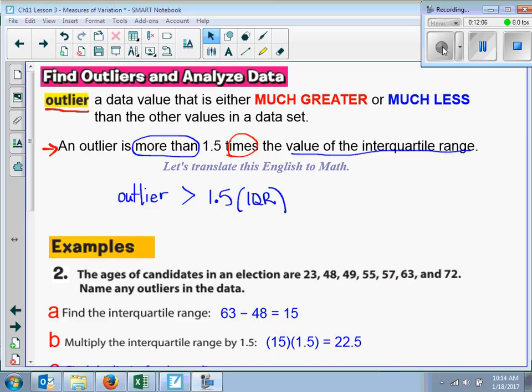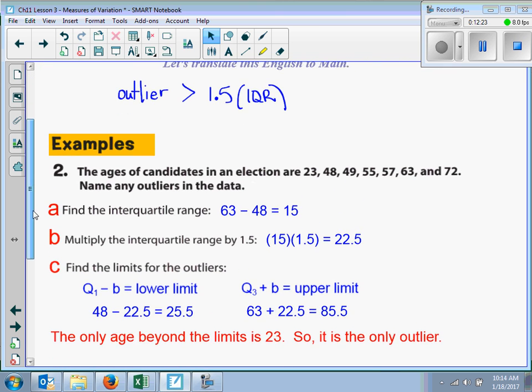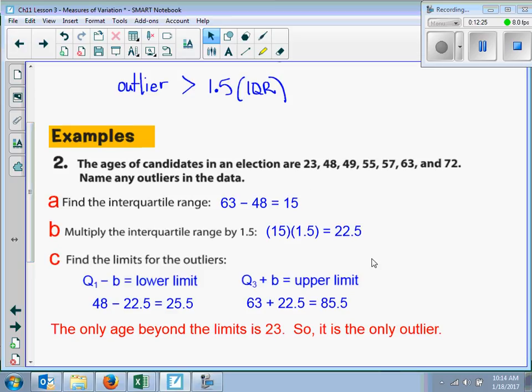Okay, so if a data value is an outlier, it has to be greater than 1.5 times the interquartile range. So this is the formula that you're going to use. You must know that formula. Okay? So here, you don't have to write this part down. I'm just going to talk about it. If you want to write this down, you can.